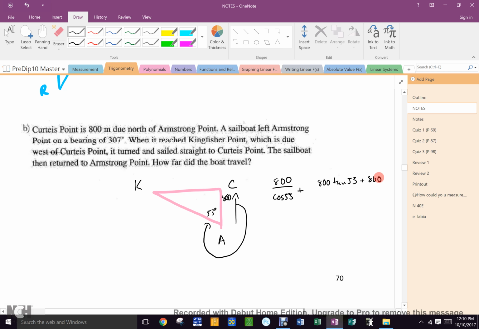800. Yes, it is. Plus 800 tan 53 plus 800. 3,190.5.